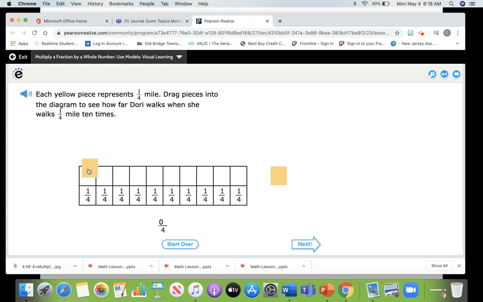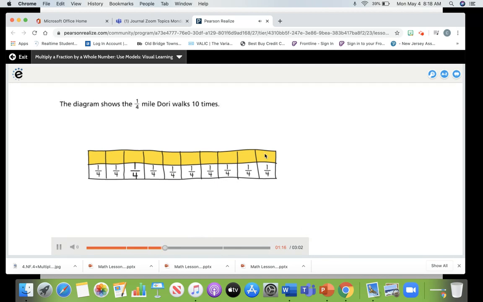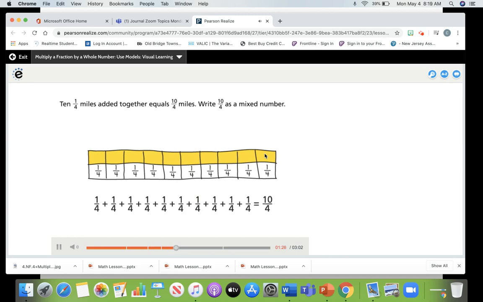So let's check that out. So we go 1, 2, 3, 4, 5, 6, 7, 8, 9, 10. So she did it 10 times. She walked 10/4. The diagram shows the 1/4 mile Dory walks 10 times. 10 1/4 miles added together equals 10/4 miles.